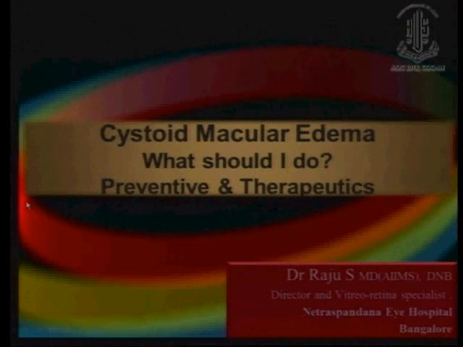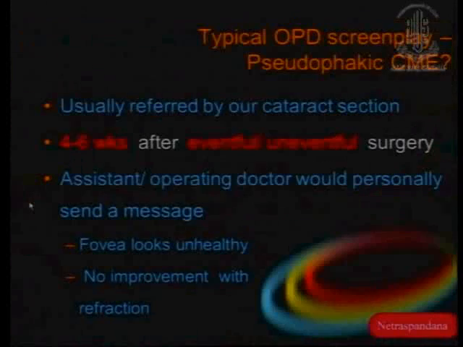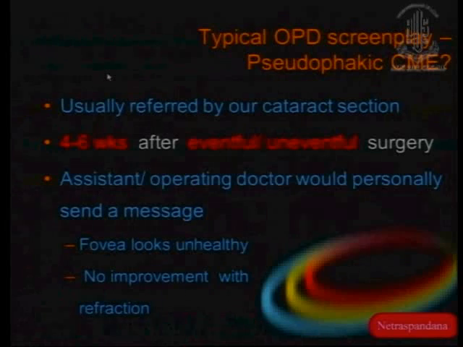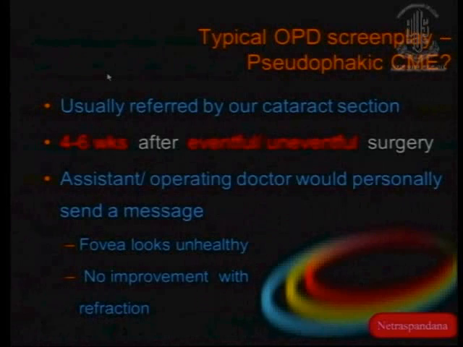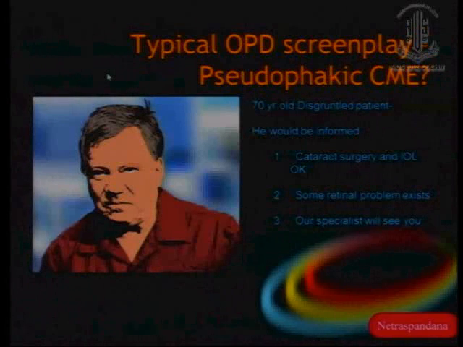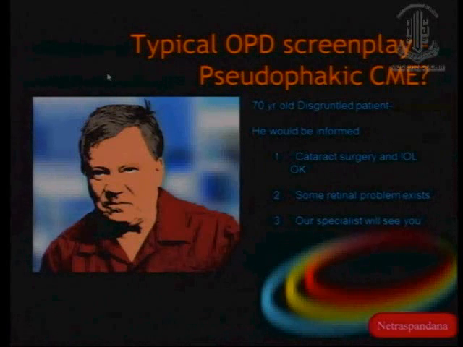This is the sequel to the complications that we have been seeing. Well, let me start with a typical OPD scenario that happens when we see a patient of CME. The patient will usually be referred by a cataract surgeon after an eventful or an uneventful surgery, 4 weeks later. And this time I'll get a call from him saying, fovea looks unhealthy, there is no improvement with refraction. And I am left to face this disgruntled patient. He would be informed, cataract surgery and IOL okay, some retinal problem exists and our specialist will see you.